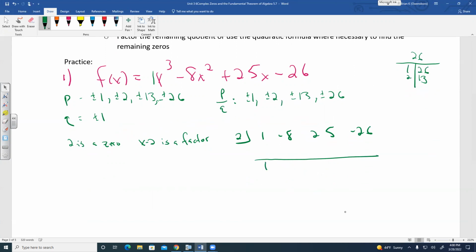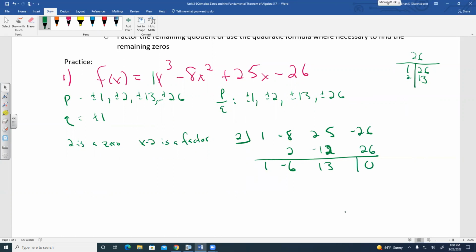So the 1 comes down, and then we just multiply the 2 times the 1, which is 2. A negative 6 comes down because we're adding those together. 2 times negative 6 is negative 12. 25 plus negative 12 would be a positive 13. And 2 times 13 is 26. And negative 26 plus 26 is a 0.